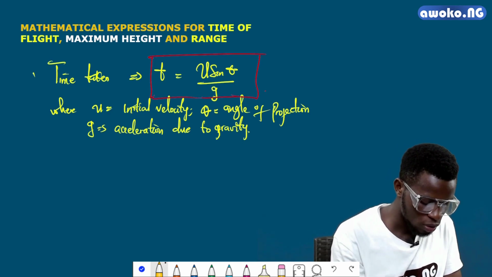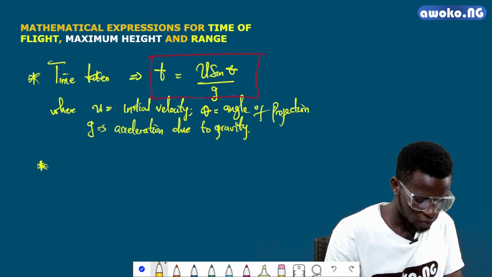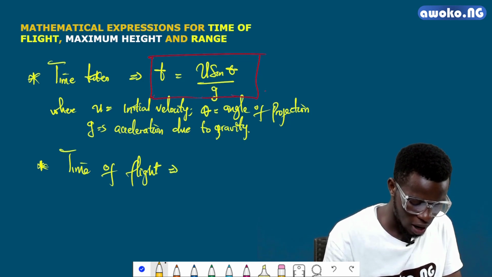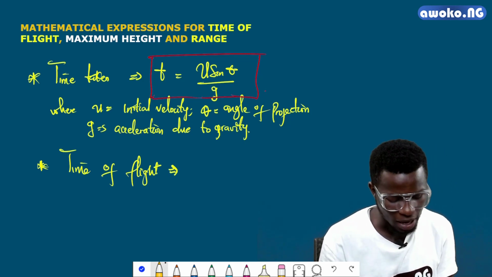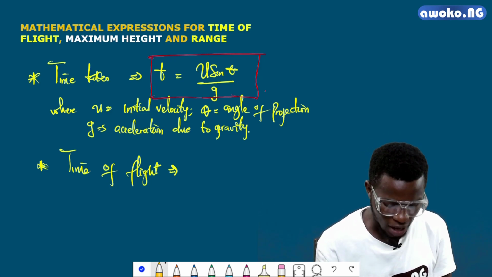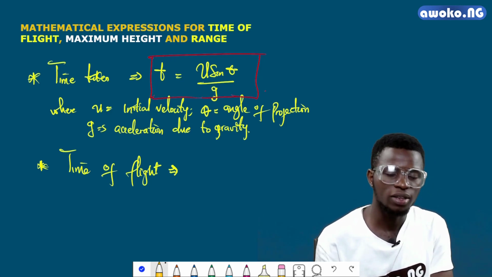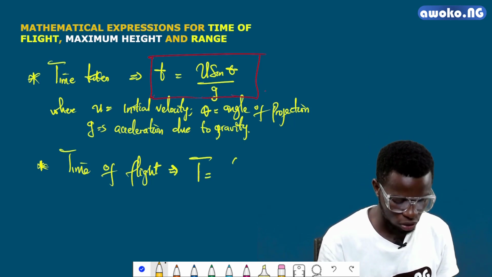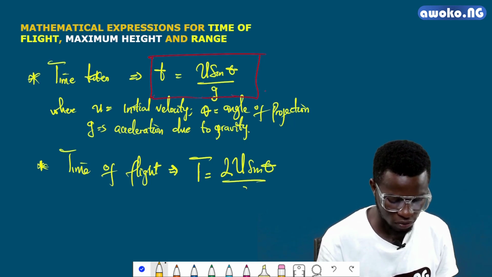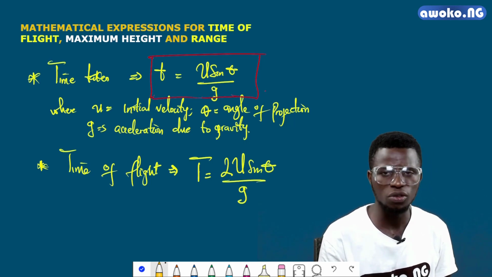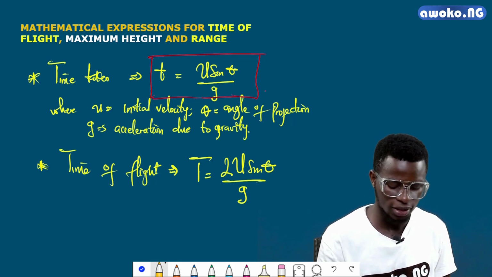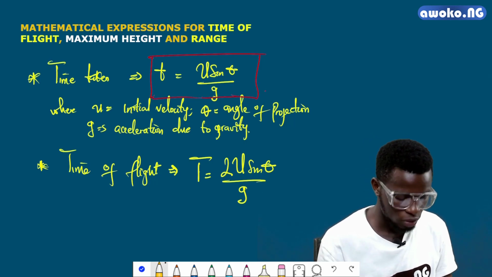Right? We can also consider the time of flight. And we said in our previous lecture that the time of flight of a projectile is actually the time taken to cover the horizontal range, and it can be calculated as T is equal to 2U sine theta over G, where U still remains the initial velocity and G is the acceleration due to gravity. Of course, theta is still the angle of projection.